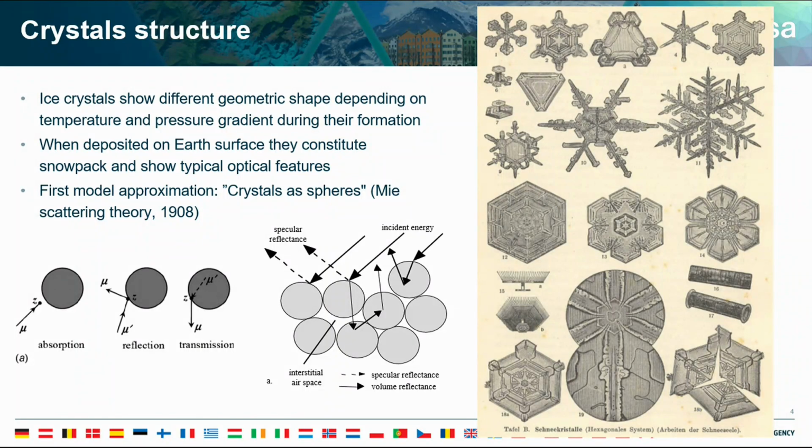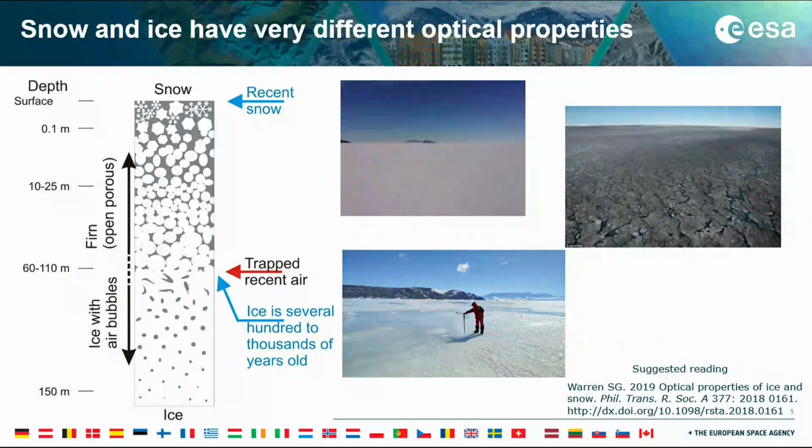The larger the spheres, the longer is the path of a single photon in the snowpack or glaciers. So it will be most probable that this photon is absorbed or transmitted rather than reflected. So larger grains mean lower albedo, so more absorption and less reflection to the atmosphere. And we will see some examples of this.